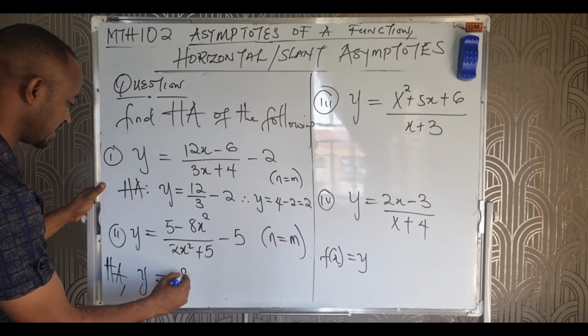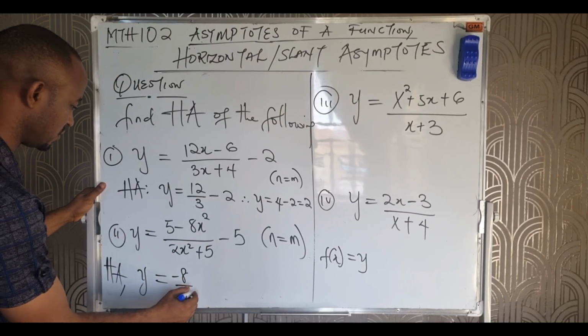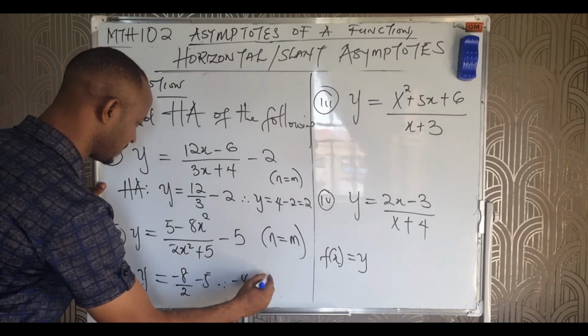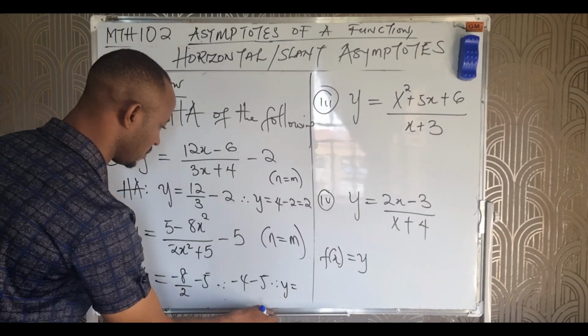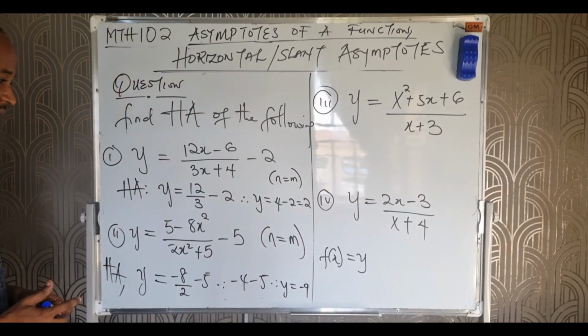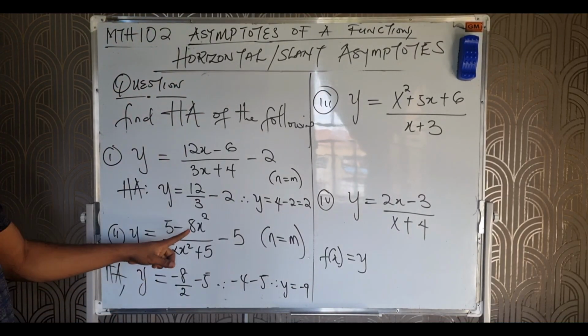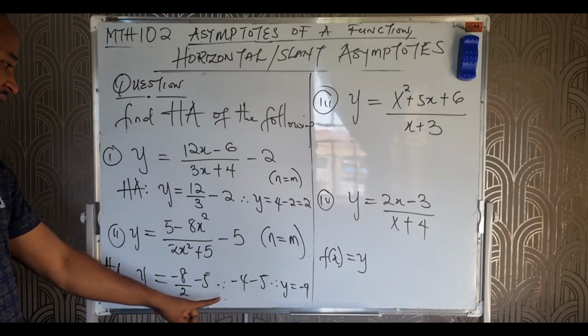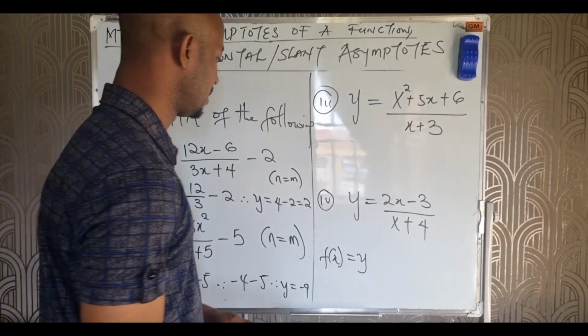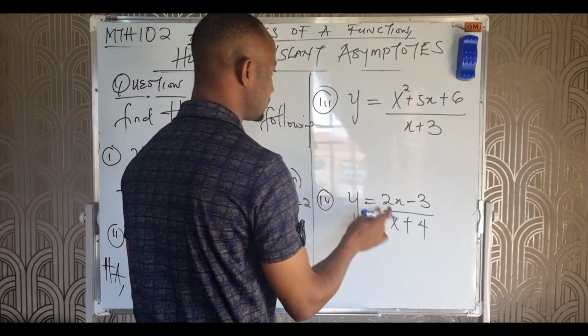at y equals, here we have minus 8 divided by 2 minus 5. That will give us minus 4 minus 5. Therefore, y equals minus 9. So HA occurs at y equals minus 9. Minus 8 divided by 2 is minus 4. Then minus 5 again, we have minus 9. Okay, let's look at this question here.